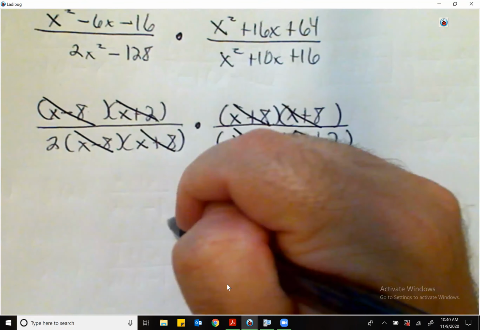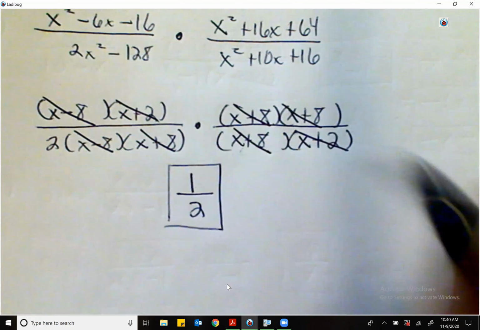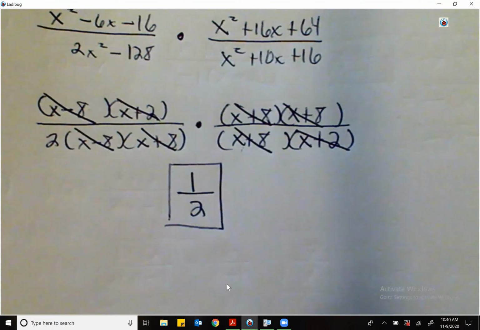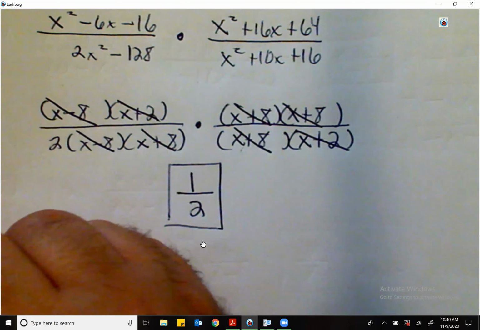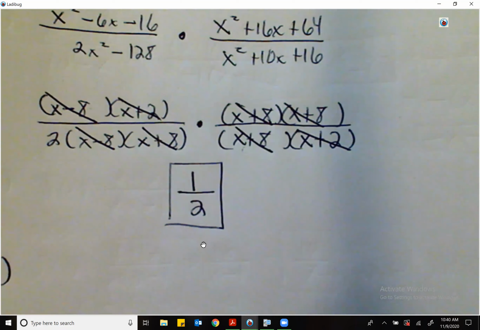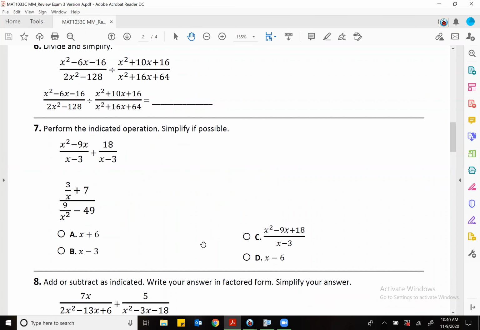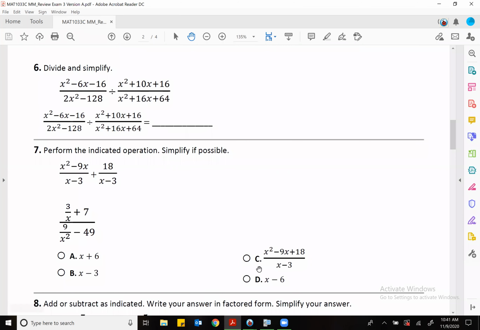Any questions on number 6? Nope. Okay. All right, number 7. We're adding two rationals. So we have x squared minus 9x all over x minus 3, plus 18 all over x minus 3. This one's kind of nice. It's a nice multiple choice answer.